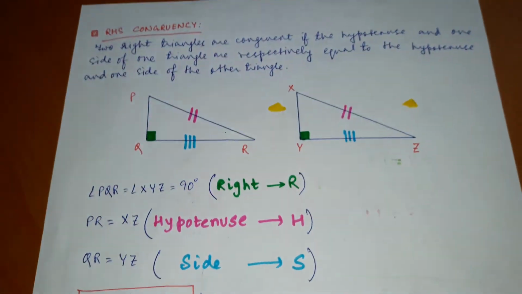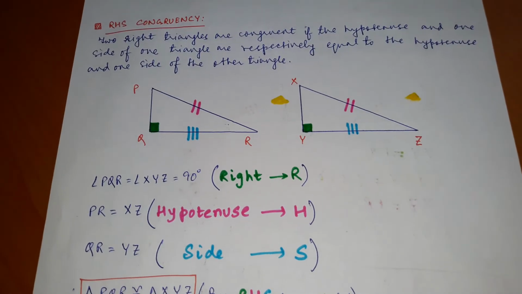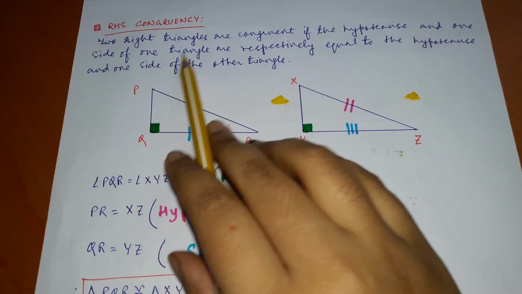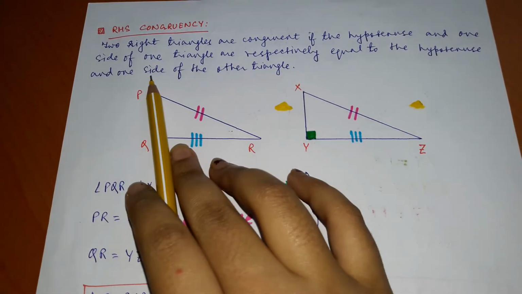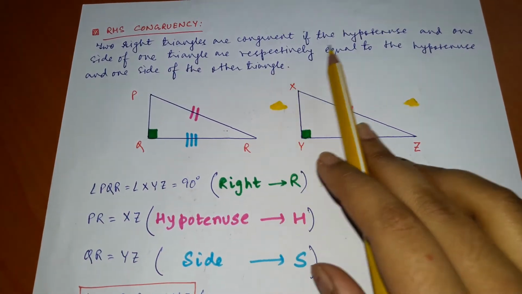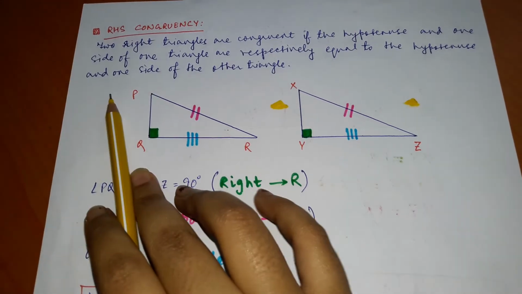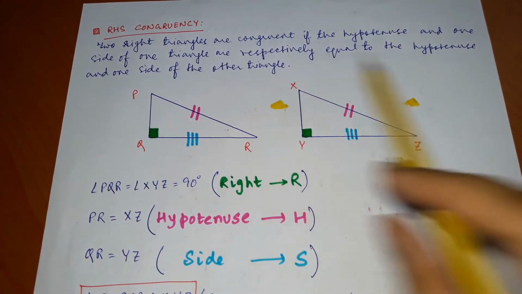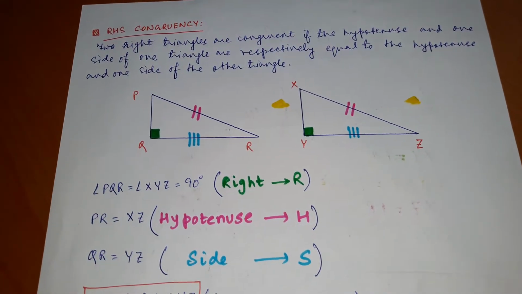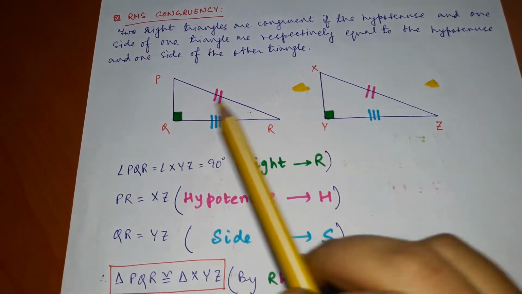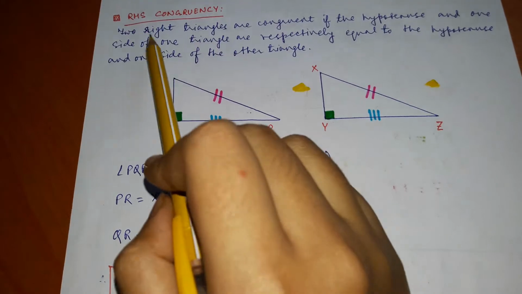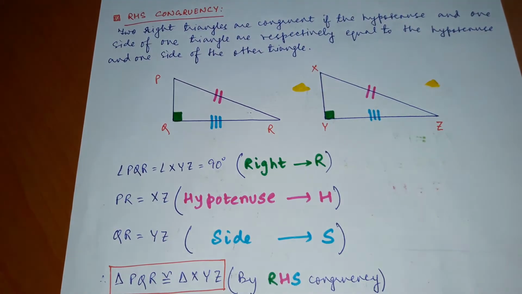Here comes the last congruency, that is RHS. Two right triangles are congruent if the hypotenuse and one side of one triangle are respectively equal to the hypotenuse and one side of the other triangle, then the two triangles are congruent by RHS congruency. See, for these two triangles, clearly these two are right triangles. Being a right triangle is a very important criterion.